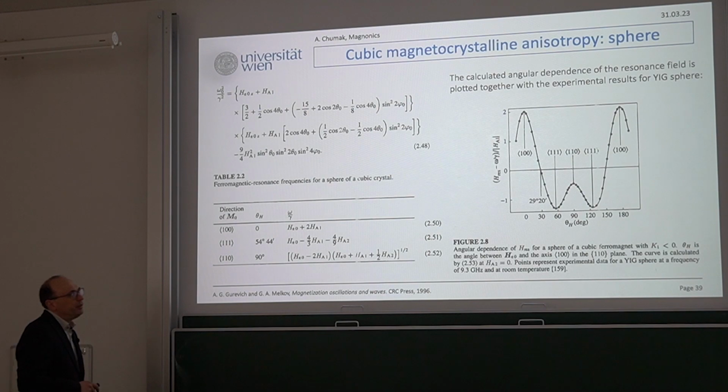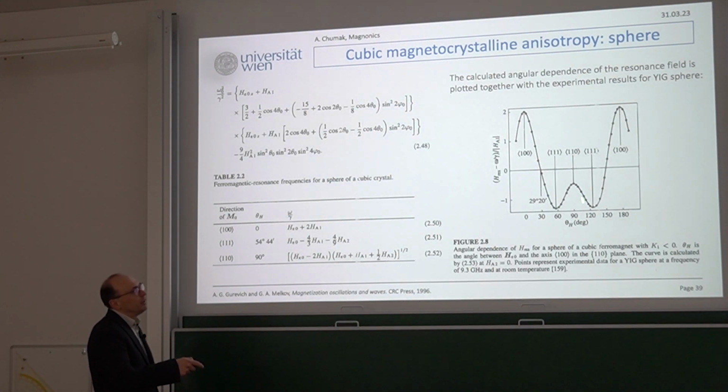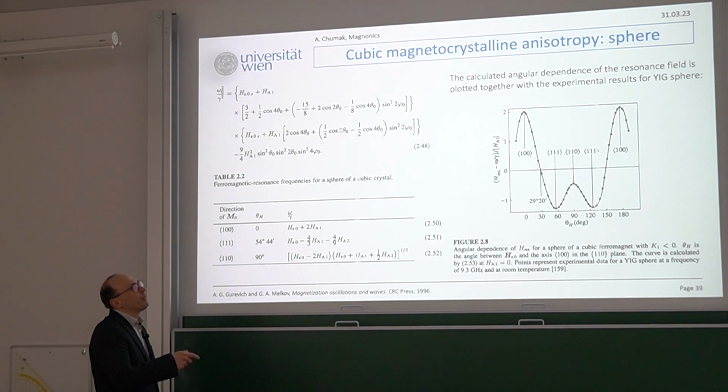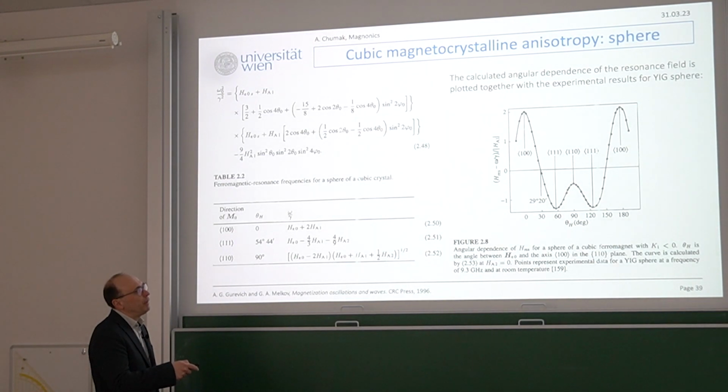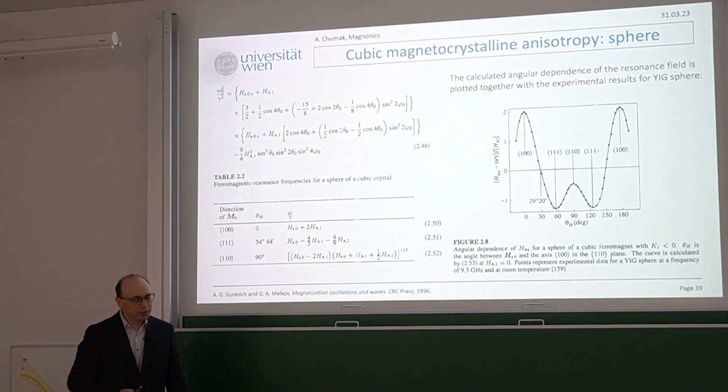Or for example, in Gurevich-Milkovich, you can find this ferromagnetic resonance field, H resonance normalized by the anisotropy constant. You see that it depends on the angle, with this 90-degree symmetry, like it's shown here.